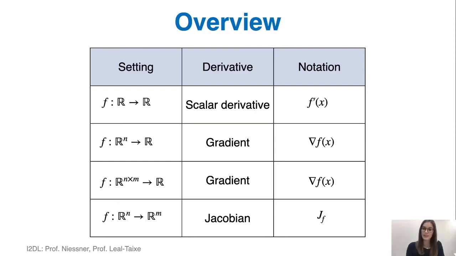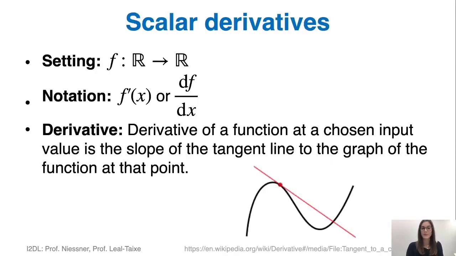So these are the settings that we're going to have a look at. And we want to start with the easiest one, scalar derivatives. So this is easy. We have this real-valued function. The notation, as I said before, is f prime of x, or sometimes we also call it df of dx.